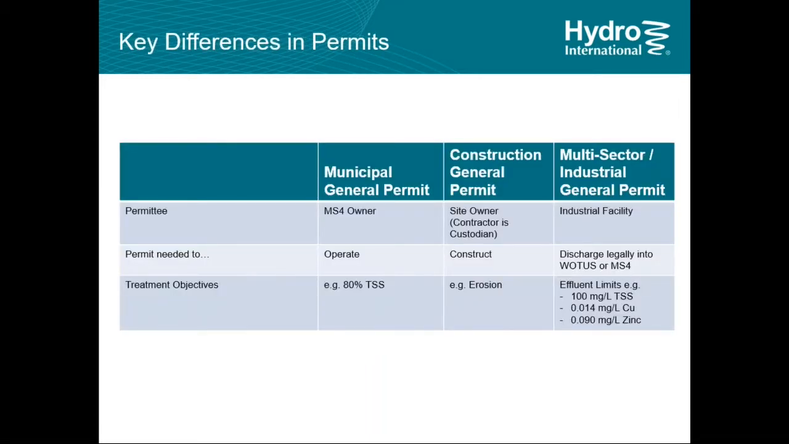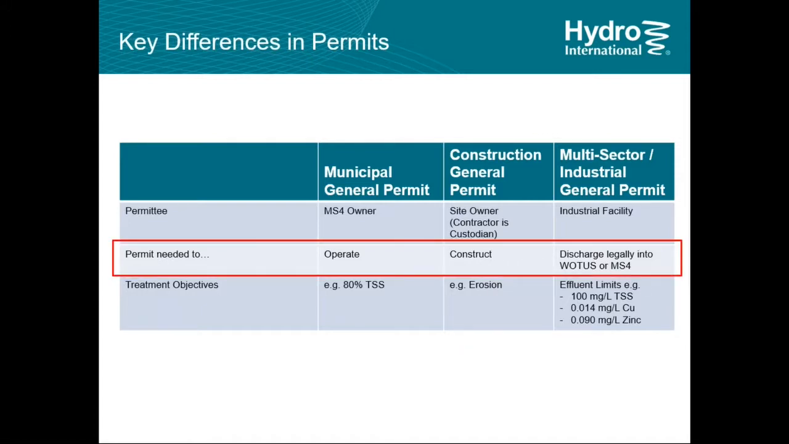So there's differences for each permit. I'm not really going to get into the differences, but what I'm going to talk about is why it's needed. A municipal general permit, or the MS4, needs a permit to operate. The construction general permit is needed to actually do construction. To begin construction, they have to have that construction permit. And the multi-sector industrial general permit is different. They need a permit so they can discharge water.